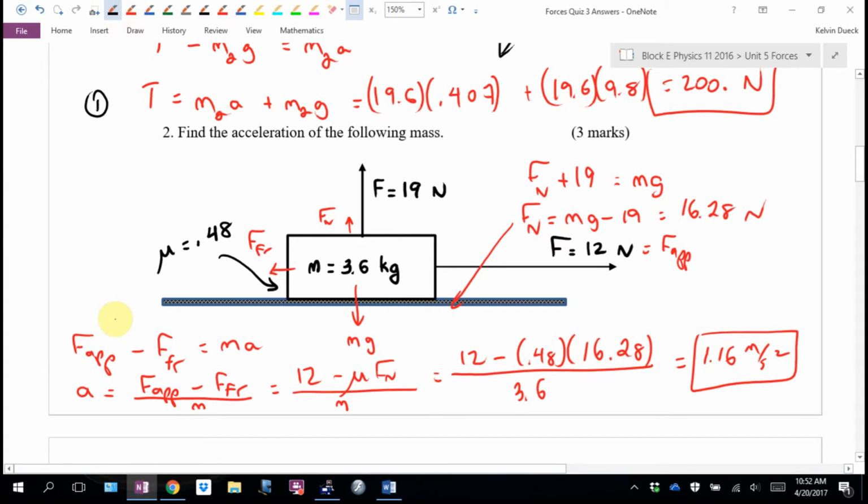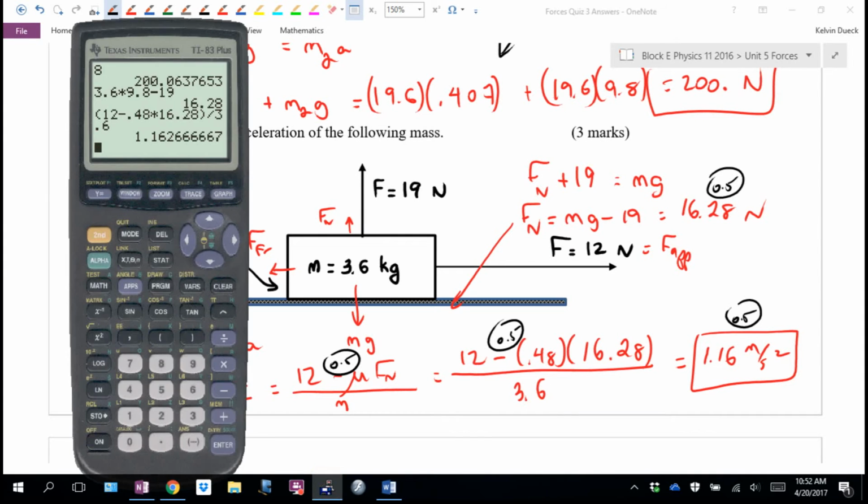Otherwise, I would give you a half mark for that, half mark for that, half mark for that line, half mark for that line, a half mark for successfully finding the normal force, and a half mark for the answer. The most common mistake on these, Luke, is kids just say the normal force is mg. If you did that, you would get 12 minus mg divided by M. You would get a negative acceleration. Oh, I forgot mu, Mr. Duick. 12 minus mu times the normal force. Nice try.